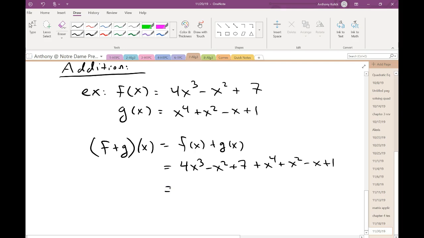Everybody okay with that idea? Let's try to write our answer, though, in standard form. What do we mean by standard form? Good, so we want the leading coefficient, or the leading term in front. The highest degree monomial should be the first one, and then it should be descending, right? So what should be the first monomial we write here?